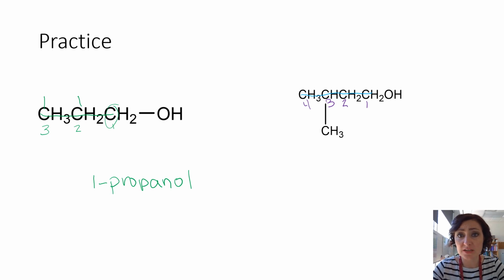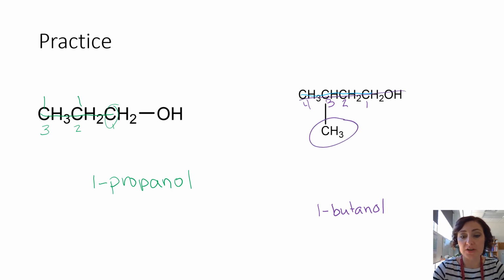The parent chain is butane. Remember that we dropped the E and changed the ending to OL. Because that hydroxyl group could be on carbon 1 or 2, I have to tell what position it's in. So this is 1-butanol, and that takes care of our parent chain. Now we need to deal with the branch. That methyl group is coming off of the 3rd carbon, so the name is 3-methyl 1-butanol.